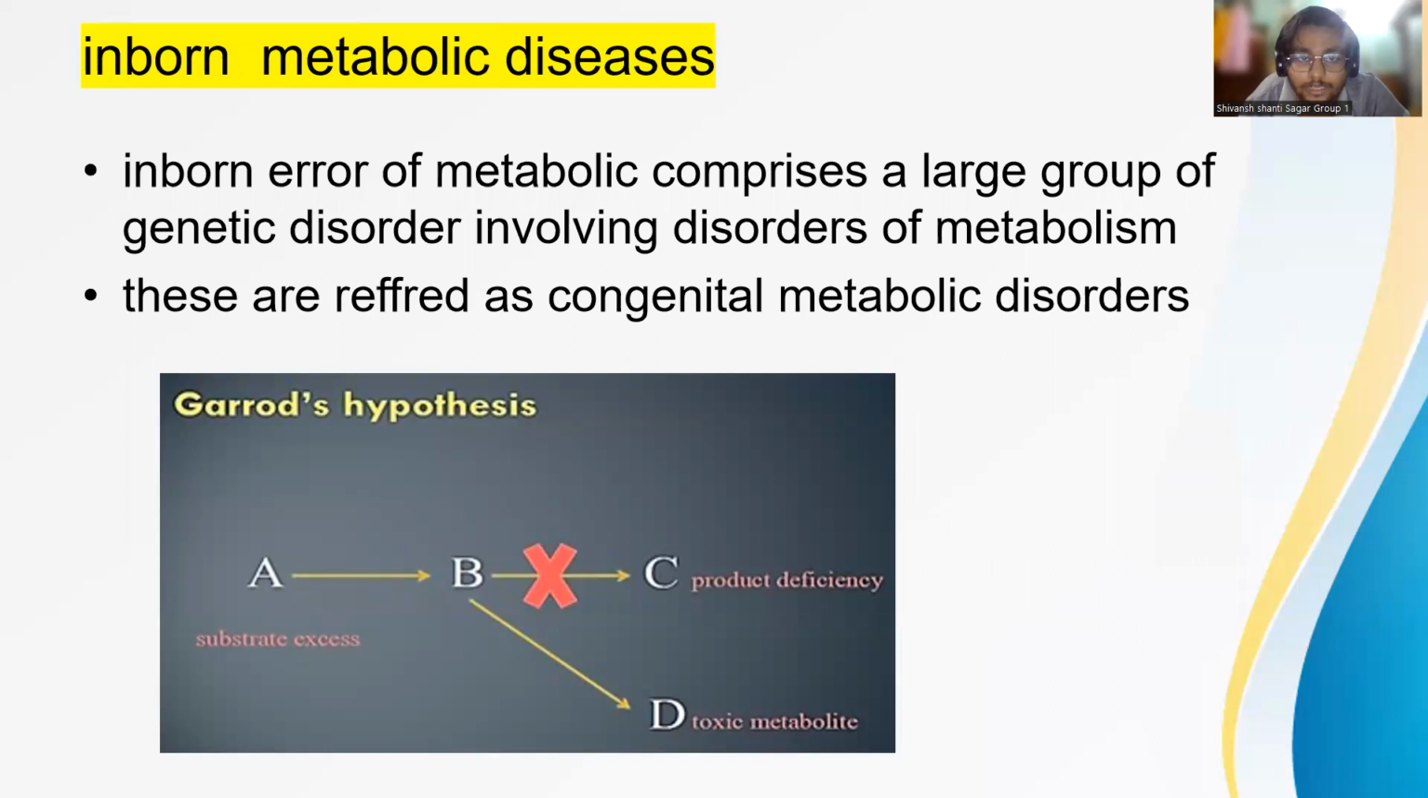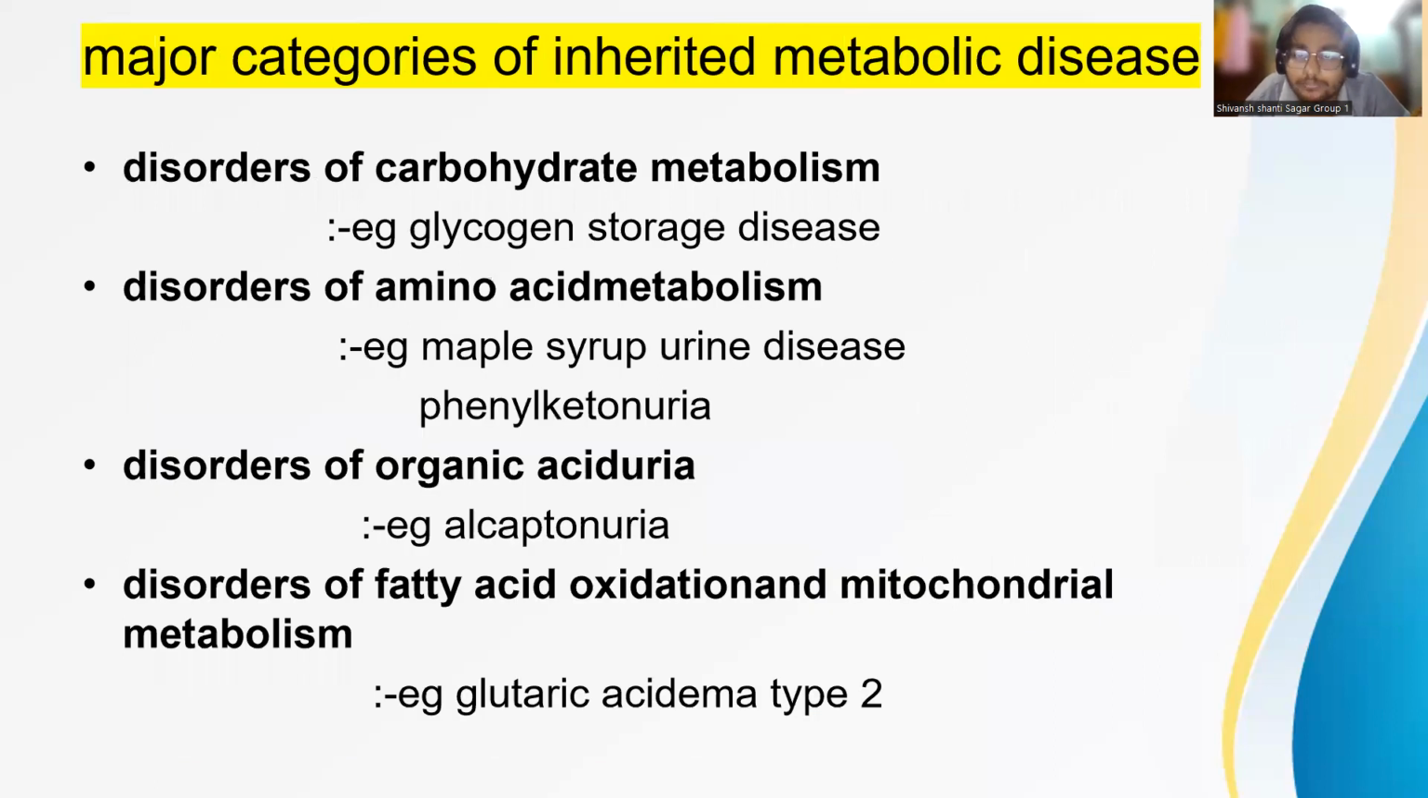Here we can see the inborn metabolic diseases. Inborn errors of metabolism comprise a large group of genetic disorders involving diseases of metabolism. These refer to congenital metabolic disorders. So, what are the major categories of inherited metabolic diseases? These are divided into carbohydrate metabolism, for example, glycogen storage diseases, amino acid metabolism, such as maple syrup urine disease or phenylketonuria. We have organic aciduria.